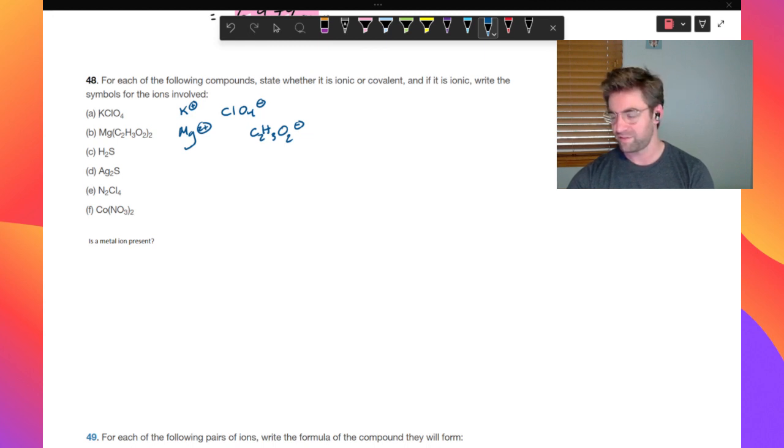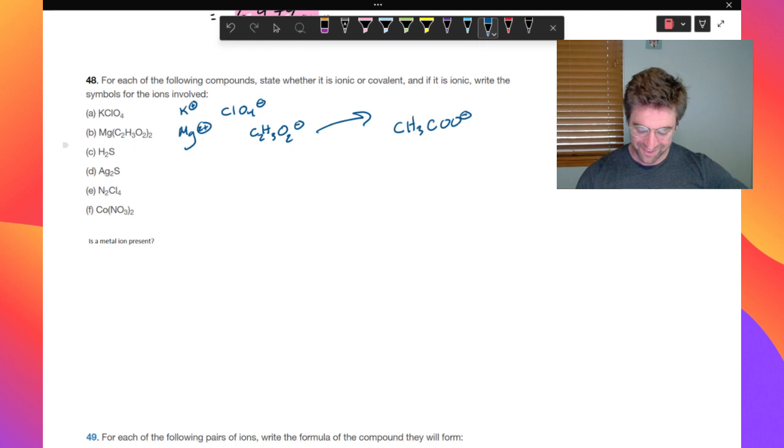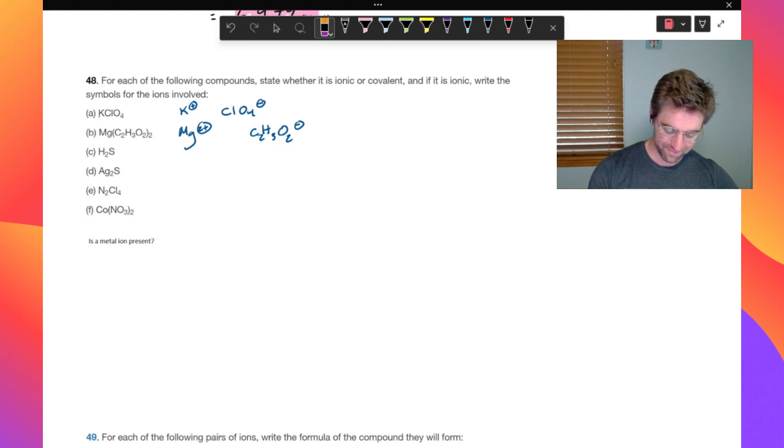C2H3O2, because I don't have this one memorized. It's a carbohydrate. What is it? Oh, this is acetate. This is acetate. The reason it's confusing is because you usually see it written based on its atomic structure and how they're bonded to each other, which is this. But it's the same thing. 2 carbons, 3 hydrogens, 2 oxygens with a negative charge. So this would be magnesium acetate.